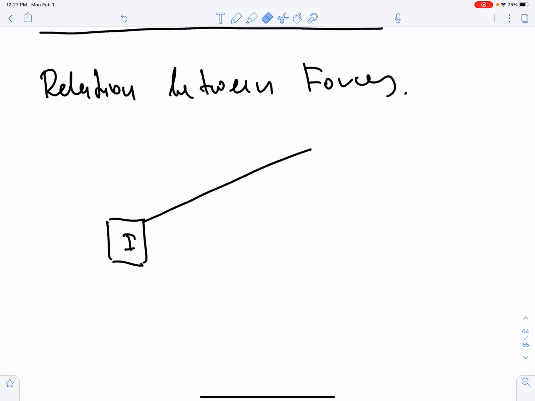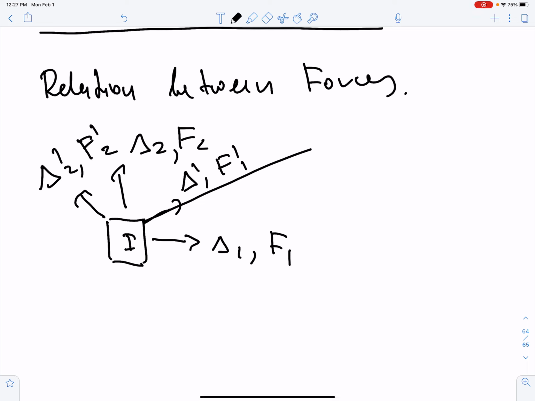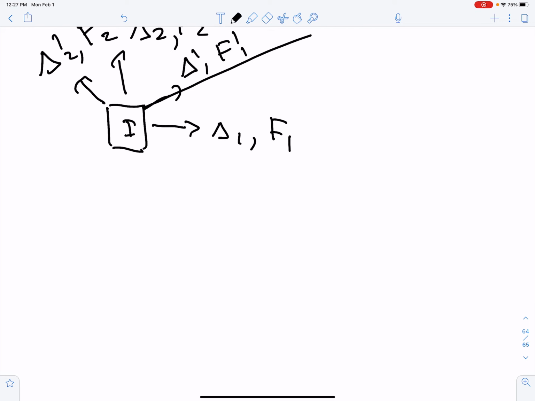And at node I, you have two pairs of quantities. So there is the delta 1 and F1, there is the delta 2, F2, there is the delta prime 1, F prime 1, and there is the delta prime 2, F prime 2, like this. Okay, so now let's think about work.